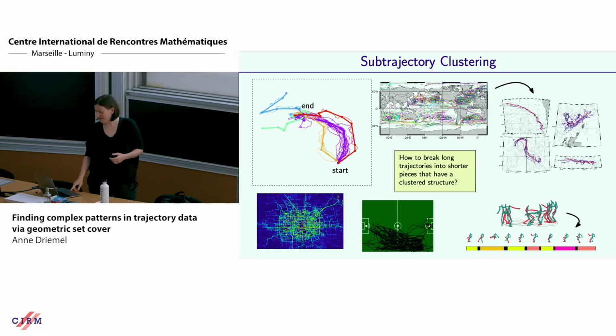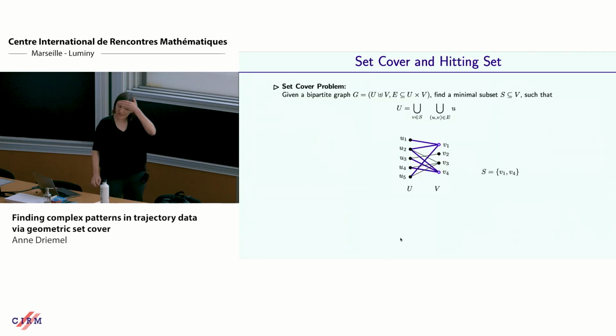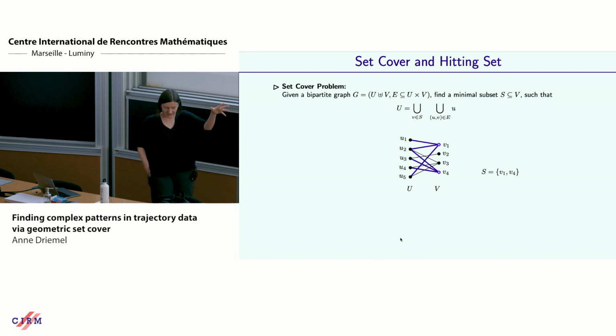There are many other application scenarios. I will talk later, at the very end if I have time, about these two and show you some results of our experiments, but there are also other trajectories you can think of where you get these long trajectories. Okay, so how do we define this optimization problem?